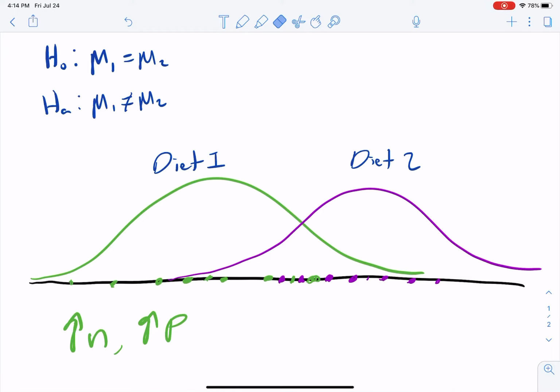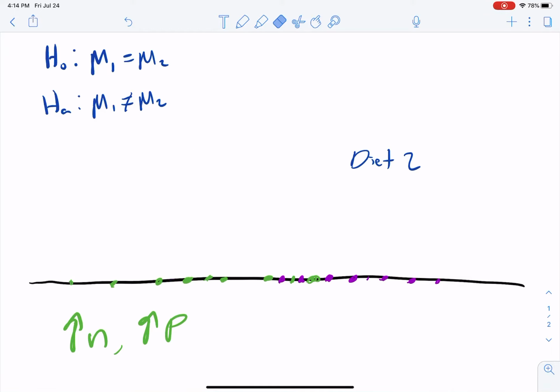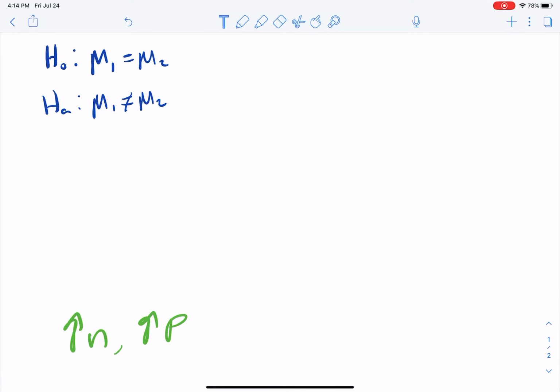But what if they were closer? I'm going to get rid of all this.